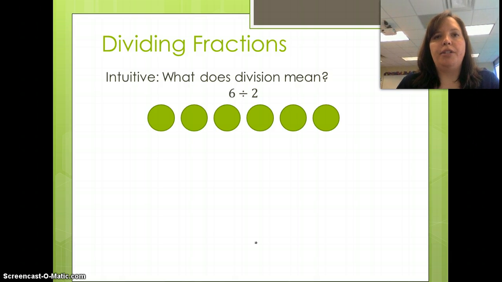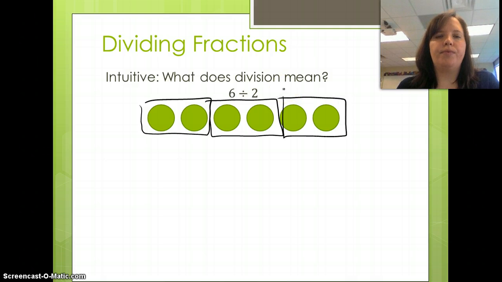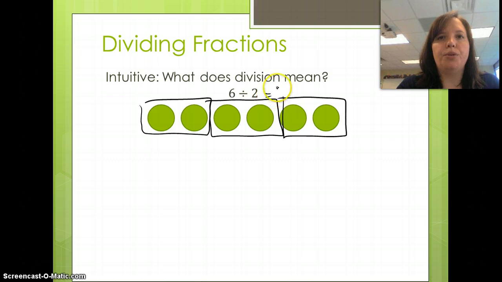What is 6 divided by 2? It's 3 because if I take 6 things and divide them into groups of 2, then there are 3 items, or 3 groups.